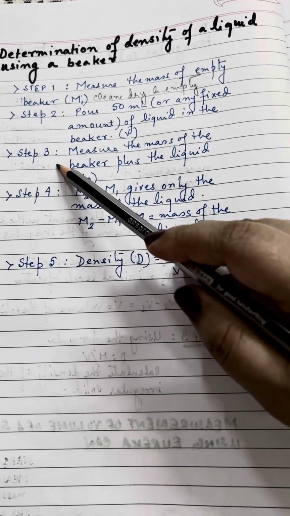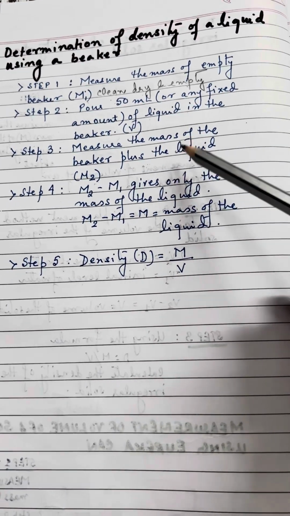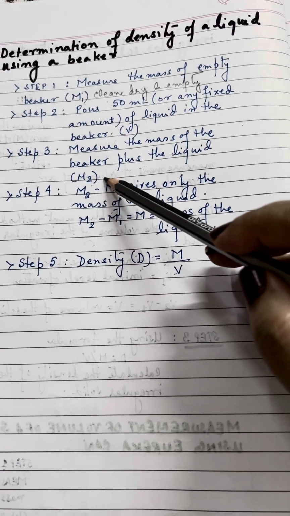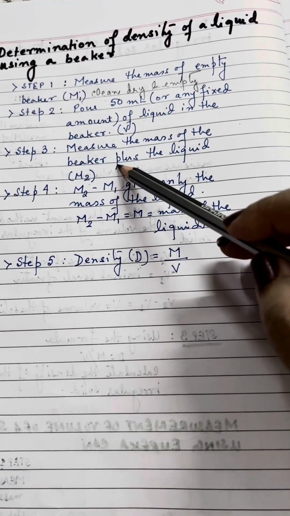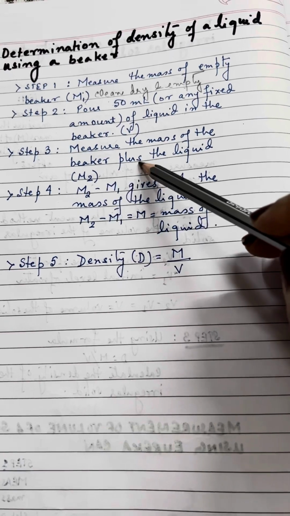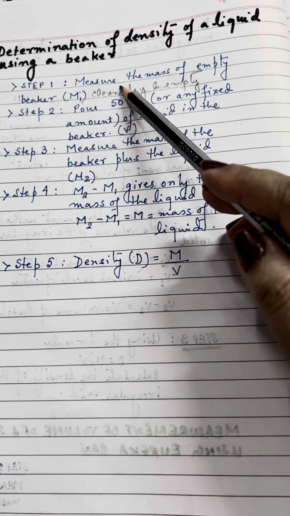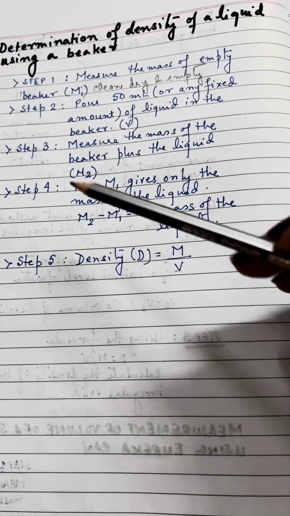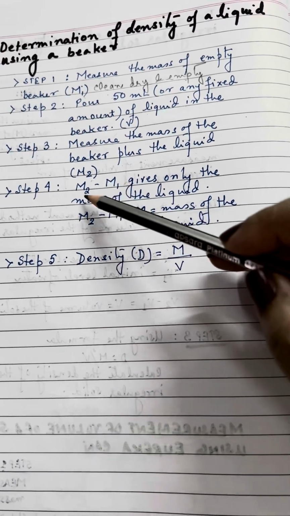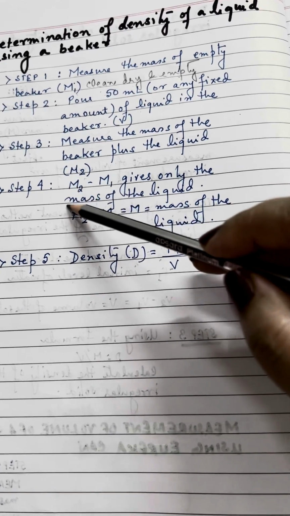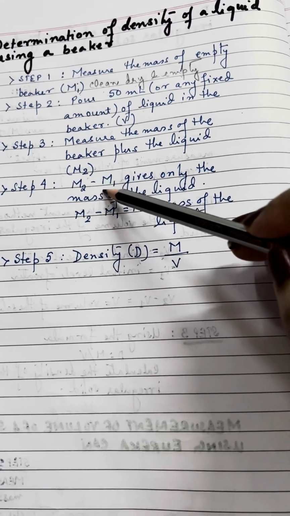Next is step 3, to measure the mass of the beaker along with the fixed volume of liquid we have poured, and let that be mass M2. So, mass M2 is the mass of the beaker with the liquid, and mass M1 is the mass of only the beaker which is clean, dry and empty. Next is step 4, M2 minus M1. M2 is the mass of the beaker along with the liquid, M1 is the mass of only the beaker.